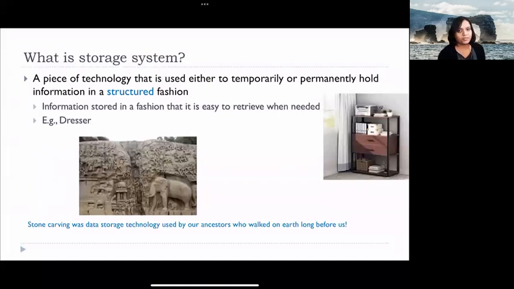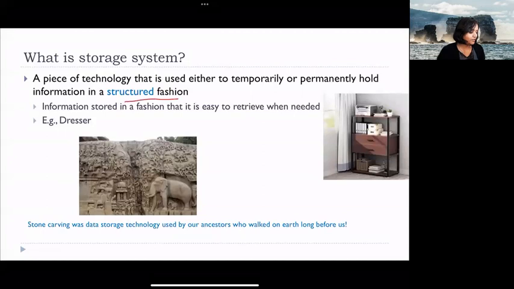So what is storage systems? At a high level, even our ancestors who carved on the stone walls, that was their form of storing information, right? So that was their storage systems. So basically any piece of technology that can be used to either temporarily or permanently hold information in a structured fashion could be called a storage system.